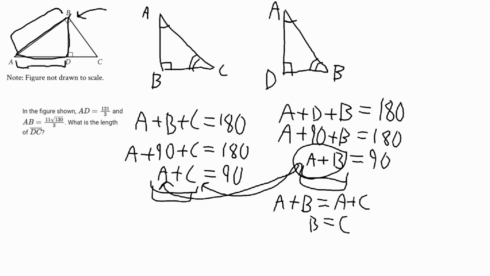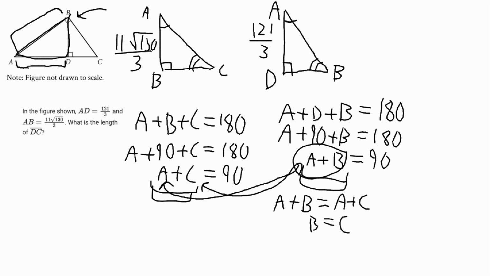This is going to help us a lot because the rule with similar triangles is that the ratios of their sides with each other are the same. So I'm told here in my information that AD is equal to 121 over 3. So this side here is 121 divided by 3. And then AB is 11 times the square root of 130 divided by 3.